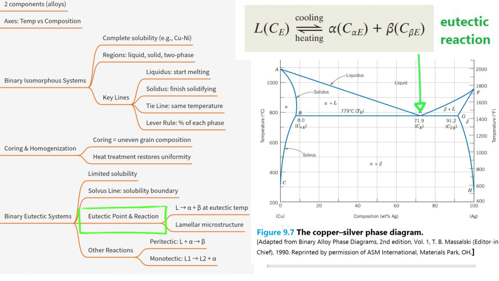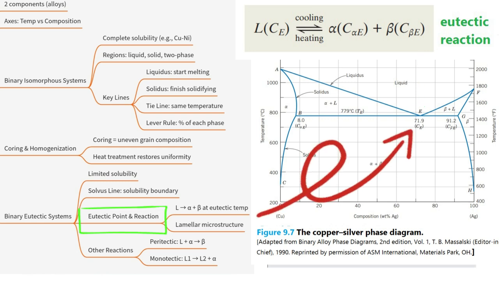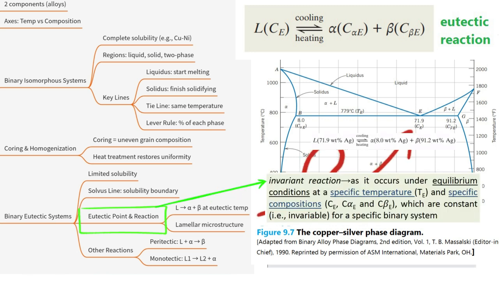And at that point, something really cool happens. As you cool the alloy down, the liquid doesn't just solidify into one of the solid phases. It transforms into both solid phases at the same time. Wow, both at the same time. Yep. And this happens at a very specific temperature called the eutectic temperature, and at a specific composition called the eutectic composition. And because it involves three phases, the liquid and the two solid phases all existing at the same time, it's called an invariant reaction. So it's like a three-way intersection on the phase diagram.